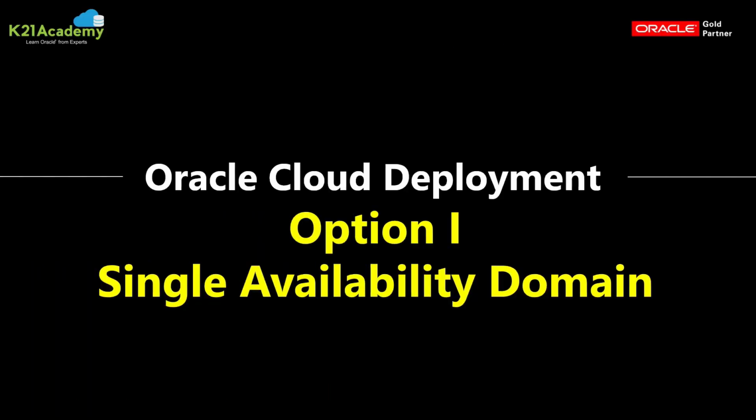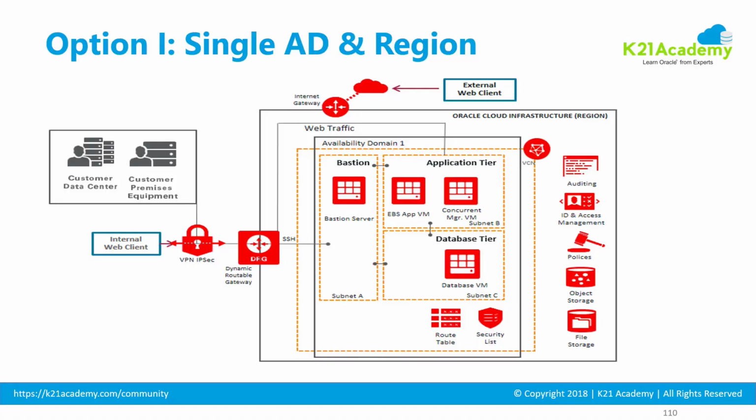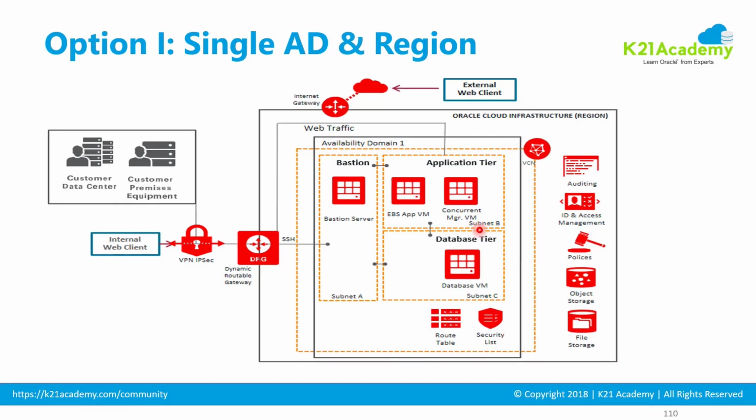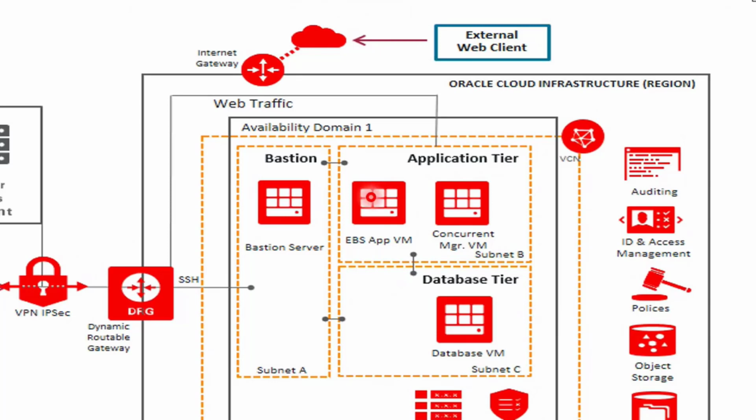So now let's look at option 1 of the cloud deployment model that we discussed earlier. That is everything in a single availability domain within a region. This is the diagram I mentioned earlier. You create a virtual cloud network, VCN, and within that VCN, you deploy all 3 tiers: the database tier, the application tier, and potentially a web tier or load balancer tier.